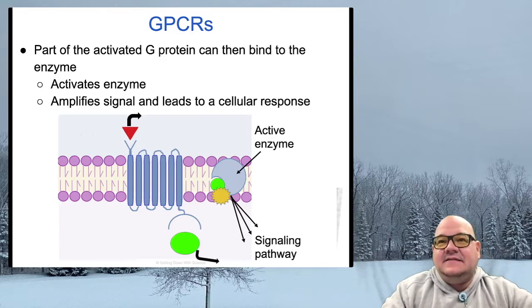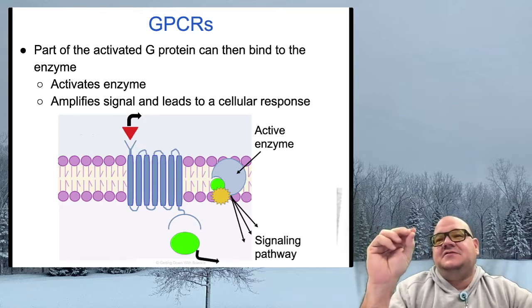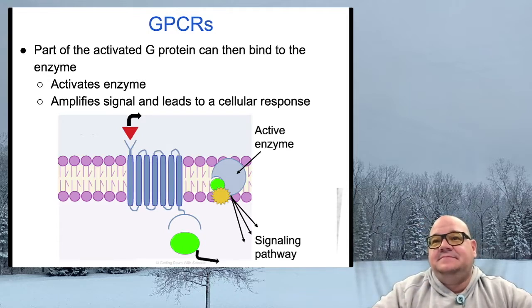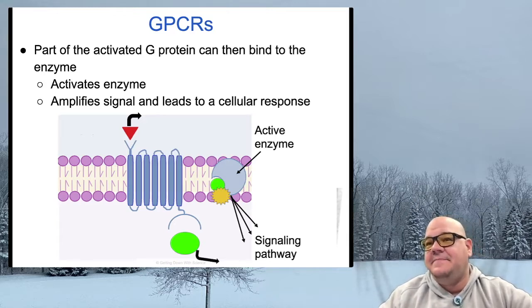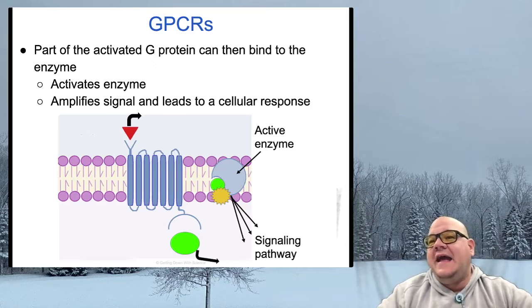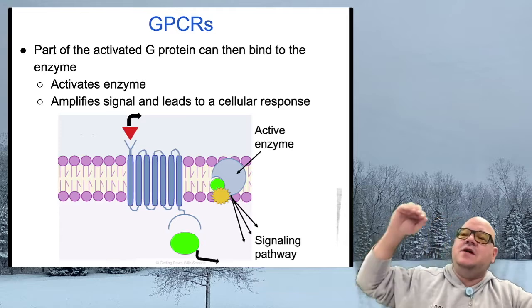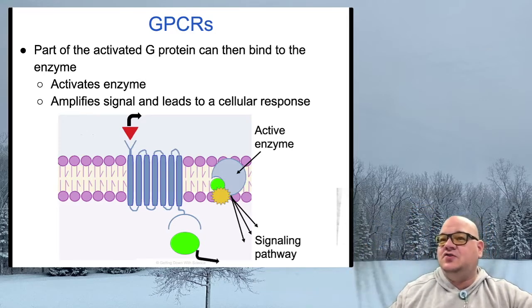After that, we have the activated section. So this whole complex together attaches to an enzyme. And that activated enzyme is the next step in the signal transduction pathway. Okay? And once that enzyme is altered, that is going to activate something specific internal to the cell.